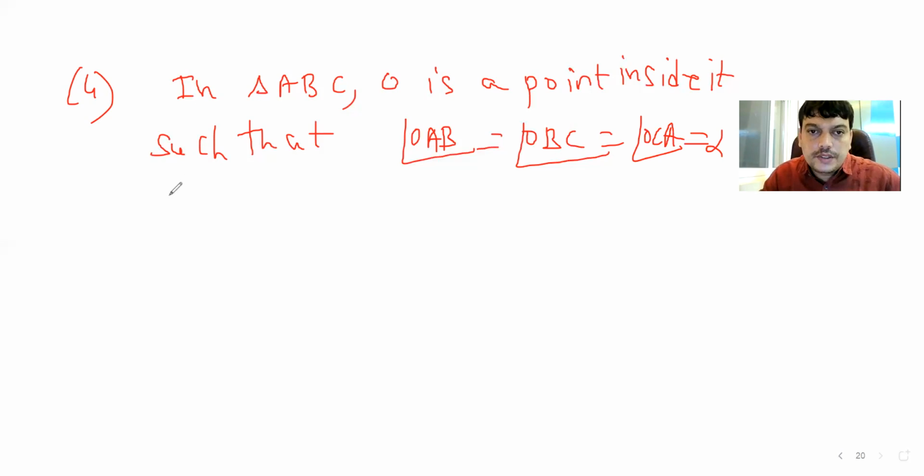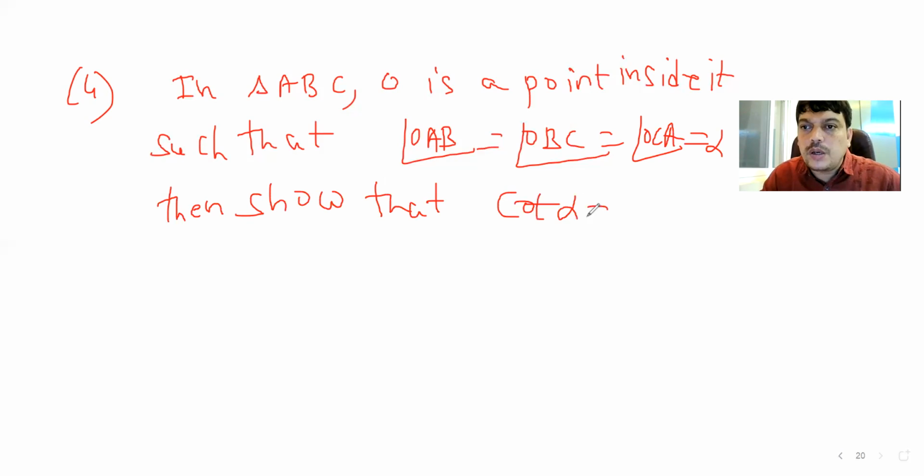This is given. Then here you need to show that cot alpha is cot A plus cot B plus cot C. So let us prove this result: cot alpha equal to cot A plus cot B plus cot C.